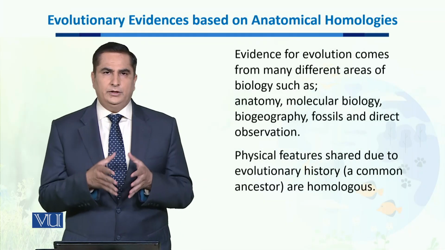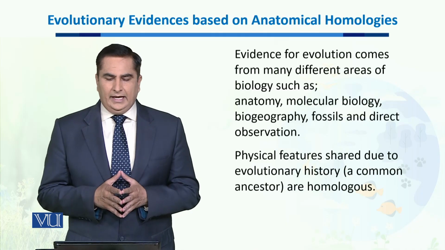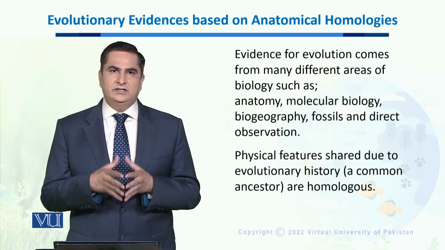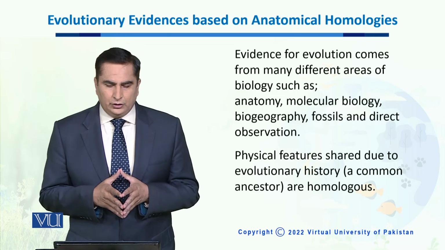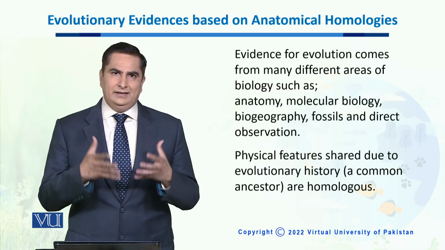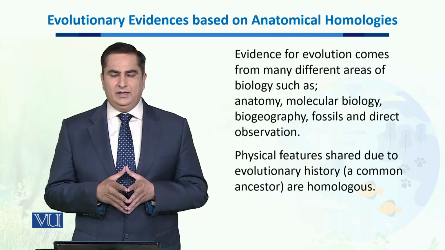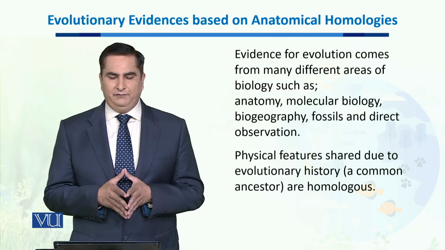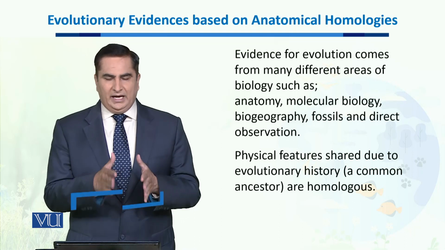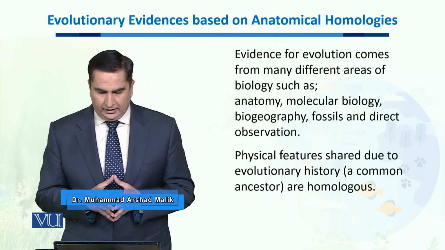Dear students, in this unit, we will talk about the evolutionary evidences based on the anatomical homologies. As you are aware, anatomy is the study of internal organs. So based on the anatomy of the organism, there are many different evidences which prove the theory of evolution. Evidence for evolution comes from many different areas of biology, such as anatomy, molecular biology, biogeography, fossils, as well as direct observation of the organisms.